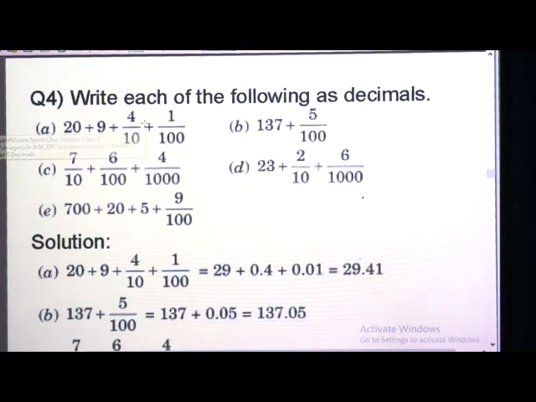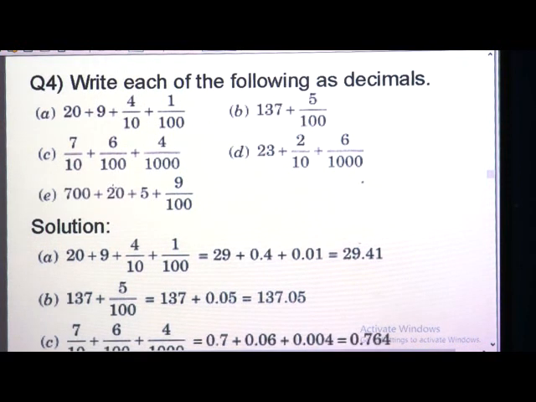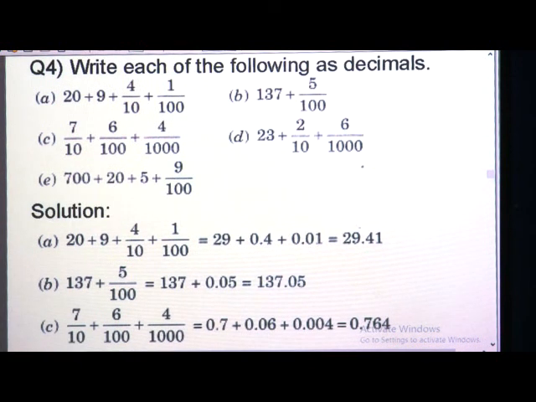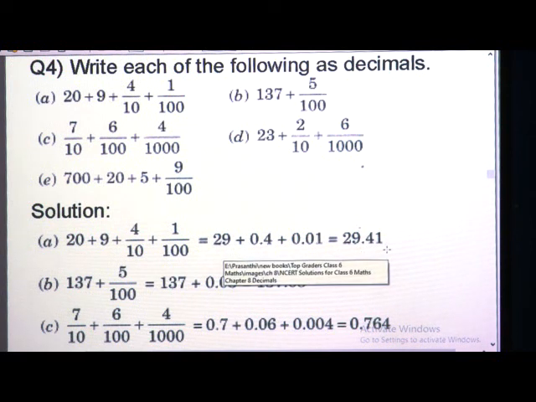Next question: write each of the following as decimals. Now, this we need to write by using the decimals. See here, 20 plus 9 plus 4 by 10 plus 1 by 100. So, 20 plus 9 is 29, 4 by 10 becomes 0.4, and 1 by 100 becomes 0.01. When we add this, we get 29.41.